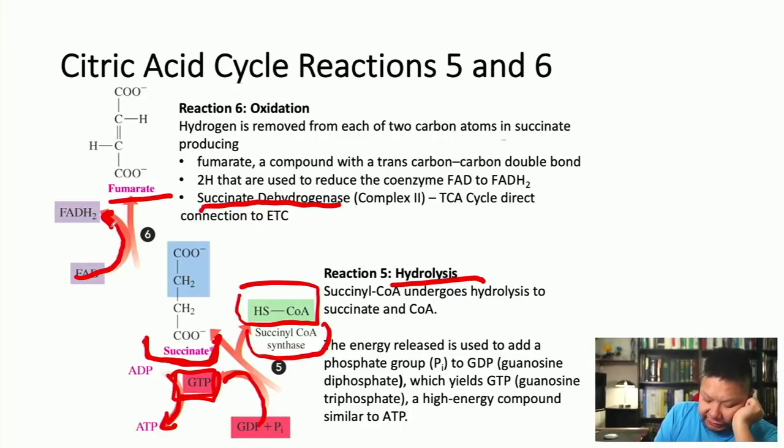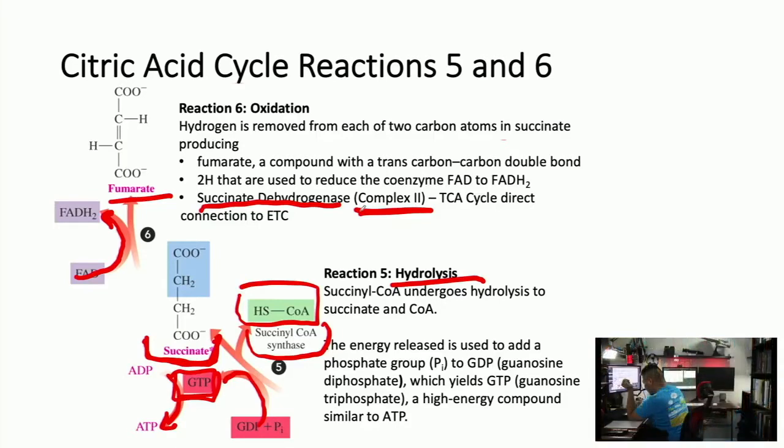Now, succinate dehydrogenase is actually very special because it also serves as complex 2 in the electron transport chain. In previous steps of the citric acid cycle where you were making an NADH, those were being transferred from the citric acid cycle to the first complex of the electron transport chain. But succinate dehydrogenase is a part of the citric acid cycle, and it's also known as complex 2 of the electron transport chain. So that FADH2 being made from the succinate is its direct connection to the electron transport chain.